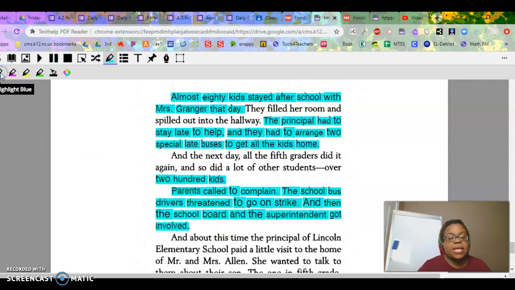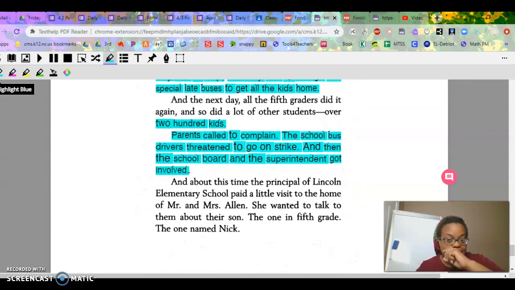So it's more than just, hey, let's say Frindle. It is, we're saying Frindle, but look at the other people that are affected. The principal, the late bus driver, the parents, the school board, the superintendent. And about this time, the principal of Lincoln Elementary School paid a little visit to the home of Mr. and Mrs. Allen. And she wanted to talk to them about their son. So now Nick has gotten a principal visit to his home. All of these things are affecting more than just the kids saying the word Frindle.